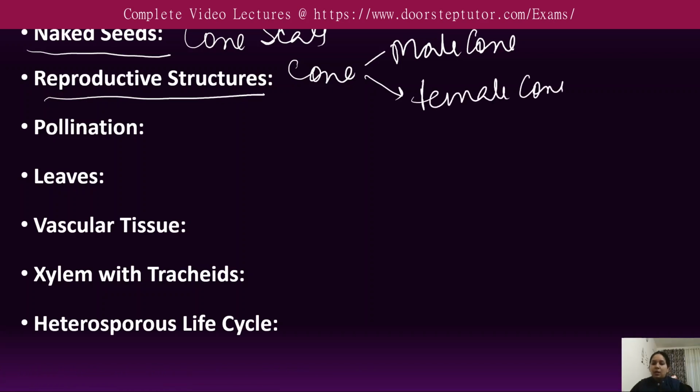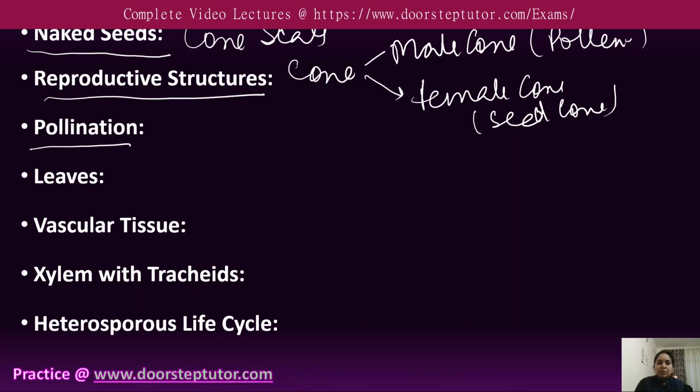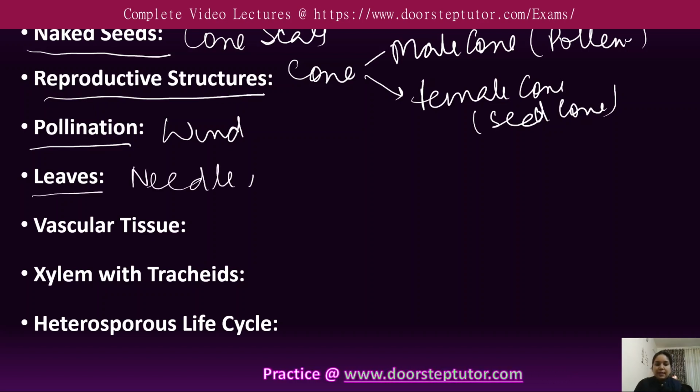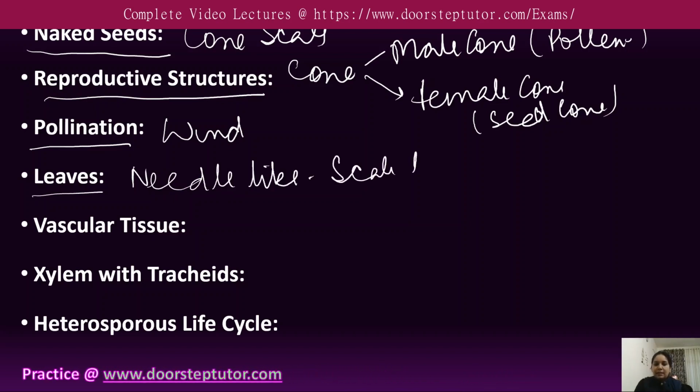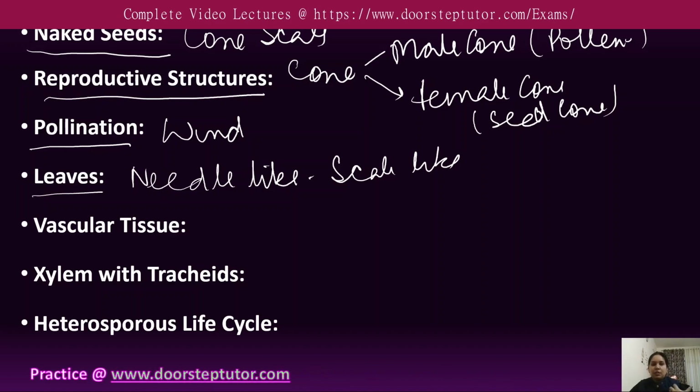The male cone usually produces the pollen grains, and the female cone produces the seed cone. Pollination in the gymnosperm is usually by wind, and the male cone produces the pollen which is carried by the wind to the female cone for fertilization. Needle-like or scale-like leaves are present in the gymnosperm, and these leaves are adapted to reduce water loss, thus helping them thrive in various environments. Most of the gymnosperms are evergreen, retaining their needle-like leaves throughout the year.